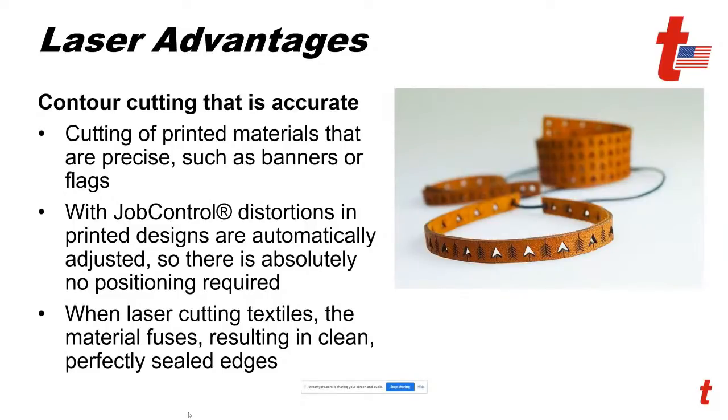Job control will actually compensate for distortions in printed designs and automatically adjust, so there's absolutely no positioning required using our camera registration. When laser cutting textiles, the material fuses, resulting in a clean, perfectly sealed edge, as we said before. So again, we're going through the advantages and capabilities, and we're going to get a little bit more into job control and camera registration, when and how to use those types of applications as we get further through this seminar.